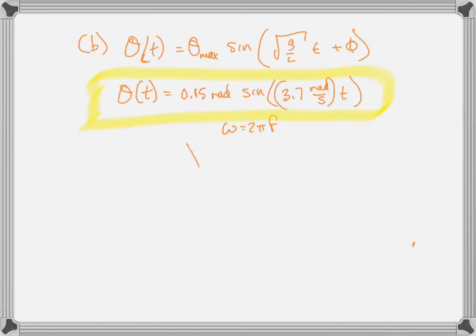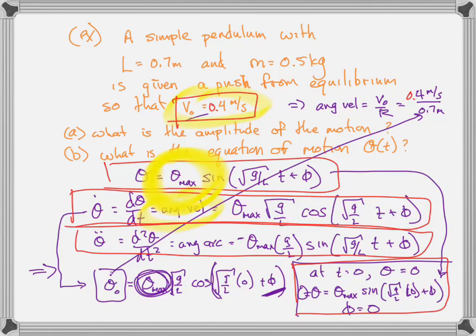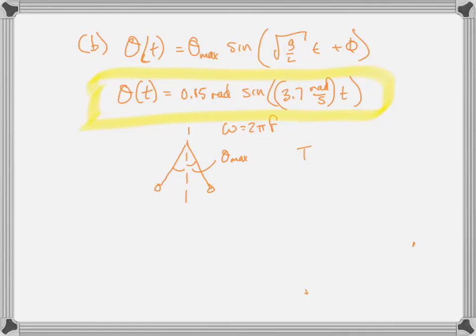The pendulum is going to be swinging between 0.15 radians on this side and 0.15 radians on that side. That's theta max. And what's the period? Did we write down the period? I don't know if I asked for it. Oh, no, I never asked for it. But we can go ahead and say the period is going to be 2 pi over omega, and we already calculated omega as 3.7.